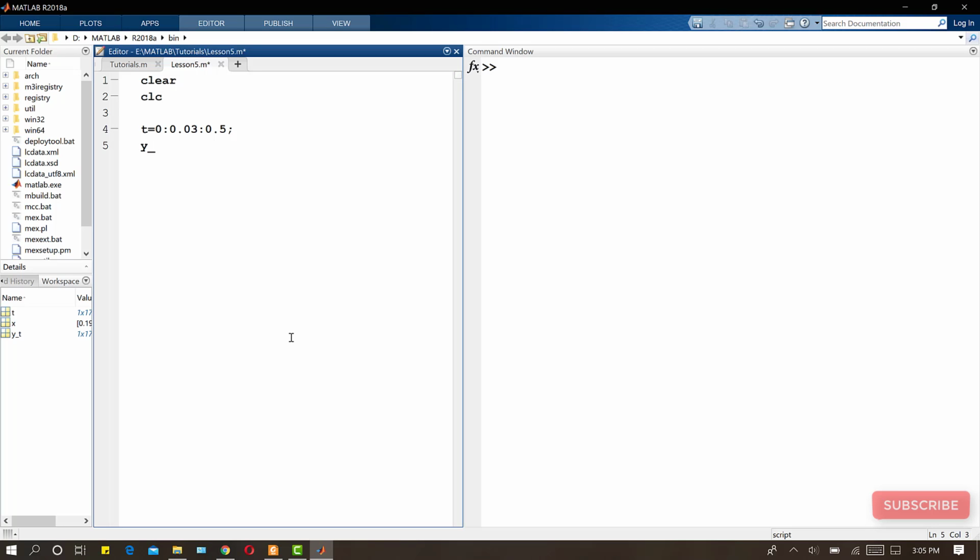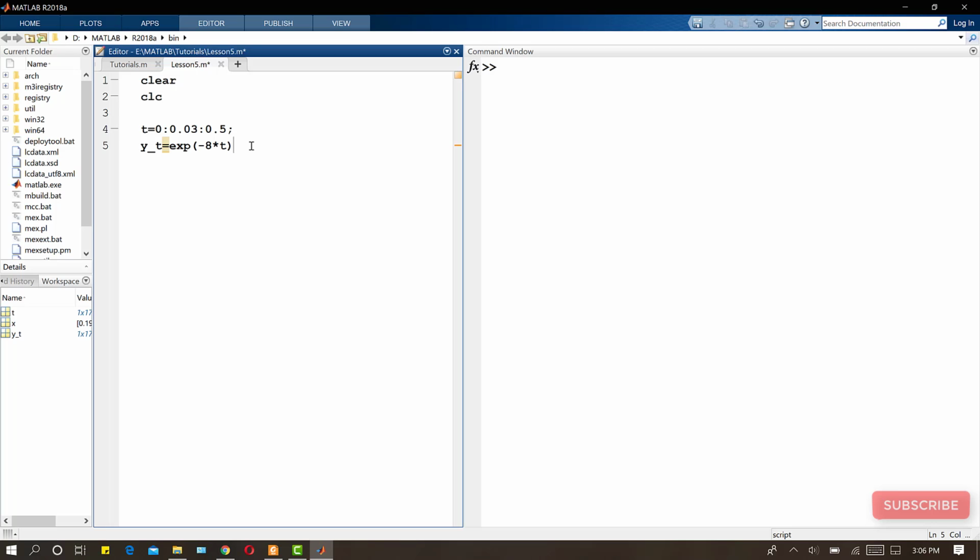Then I will write y of t. So y of t is equal to e to the power minus 8t. I write exp of minus 8 into t. Here I do not need to write the dot because I am multiplying a scalar with the vector t. By default, multiplying a scalar with a vector is already element by element multiplication, so we do not need a dot here.